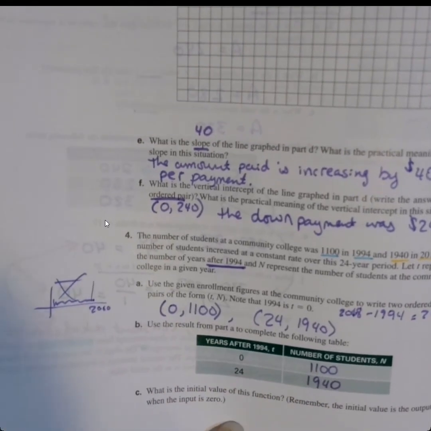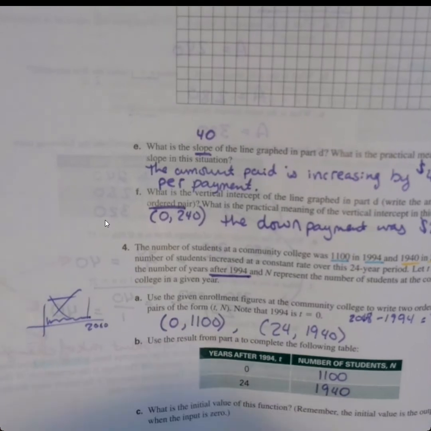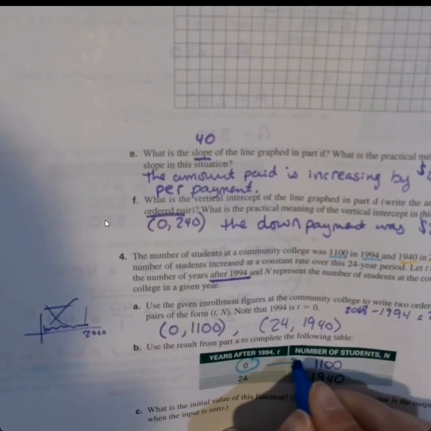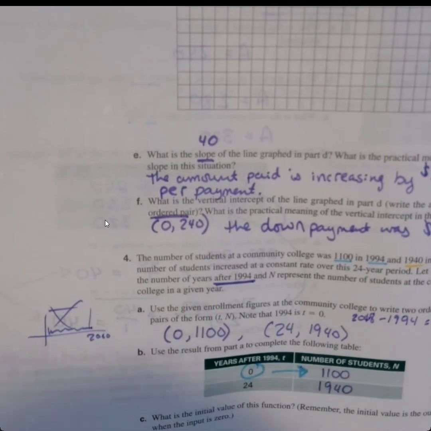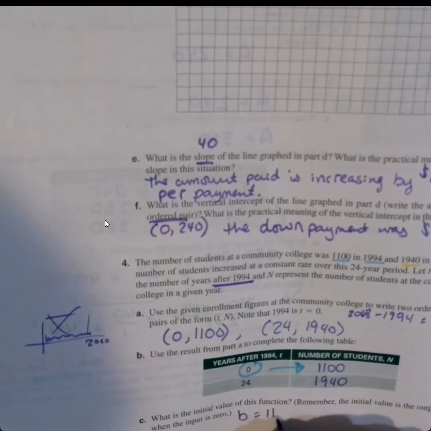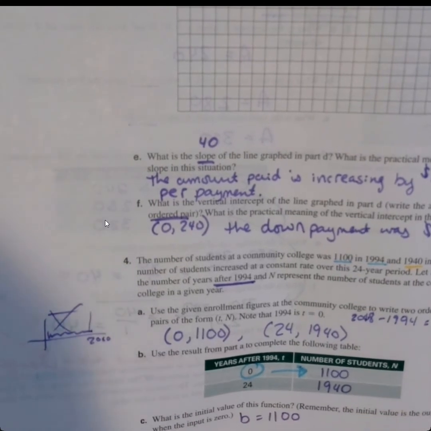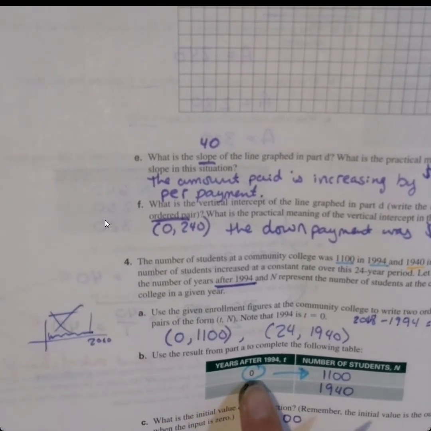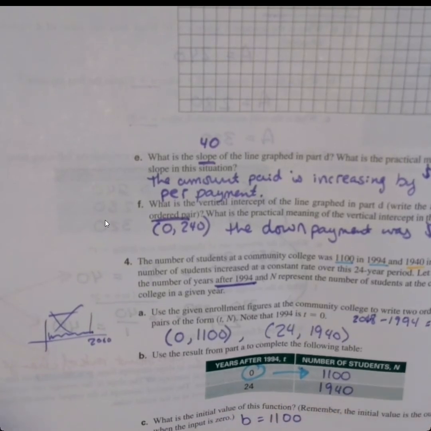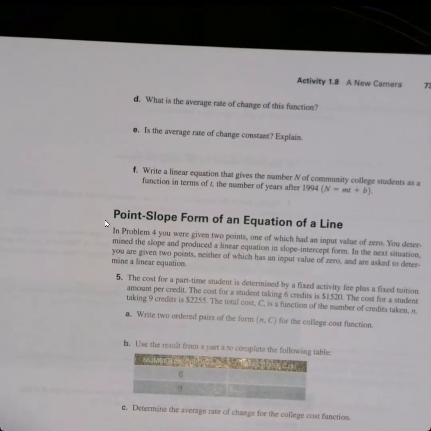What is the initial value of this function? Recall that if we have a 0 for our input, then the initial value, the b value, is the 1100. It is the value that corresponds to the input of 0. So I know the b value right away. I don't know the average rate of change yet, but we can compute this. So we will do that.